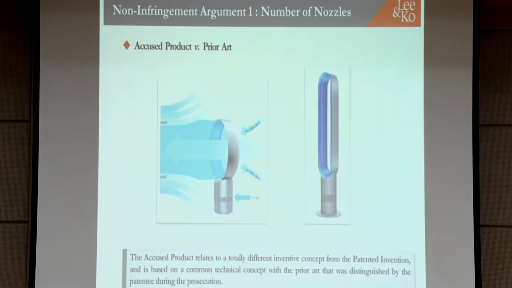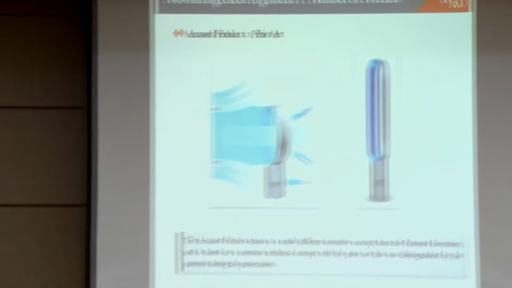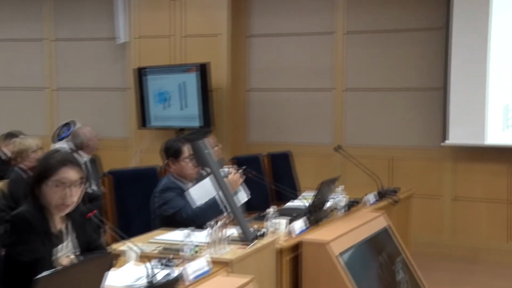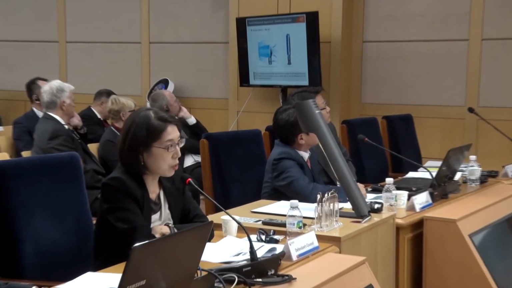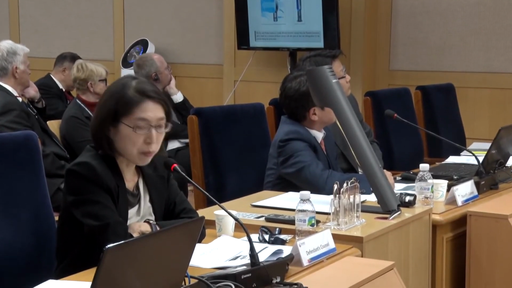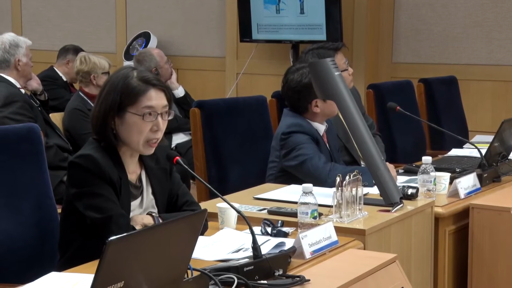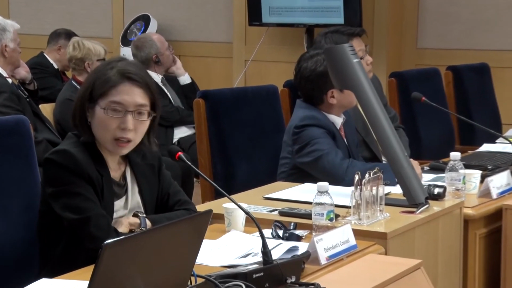Now let's turn to fan B, the accused product. The accused product, fan B, is built just like the prior art, except that it has a circular shape as opposed to the elongated shape of the prior art. But it works the same and has the same technical idea. Fan B has a single nozzle, just like the prior art, and this nozzle expels some air, not a whole lot, but some air, and this wind creates a pressure difference between the front of the fan and the back of the fan.